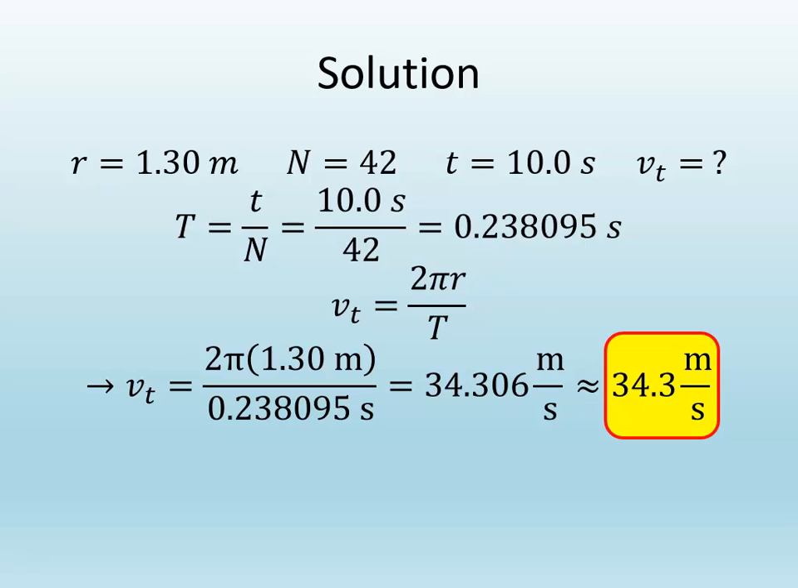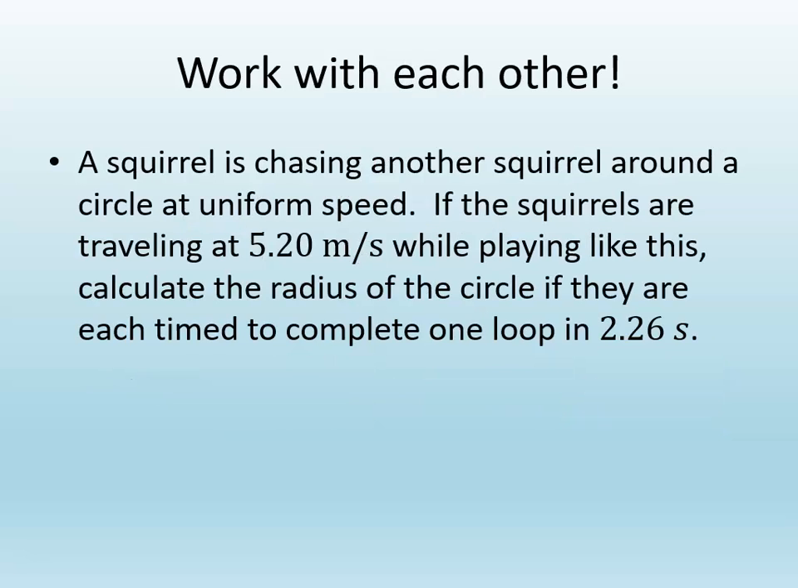Okay. So, next example. A squirrel is chasing another squirrel around in a circle at uniform speed. The squirrels are traveling 5.2 meters per second while playing like that. Calculate the radius of the circle if they're each timed to complete one loop in 2.26 seconds. So in this case, it's basically the same as the last problem, except this time we're trying to calculate the radius instead of the velocity.